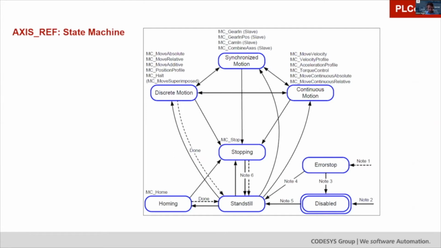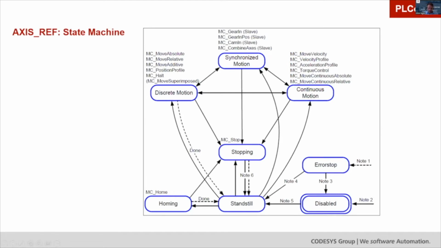Another important element of the PLC Open specification is the axis ref state machine. Every axis in the system follows this state machine. You see the graph here, and you see also the transitions between the states. They are not explained in detail in my presentation, but you can see them in the PLC Open document. You can download it from the PLC Open org page, and then you can check it in detail.